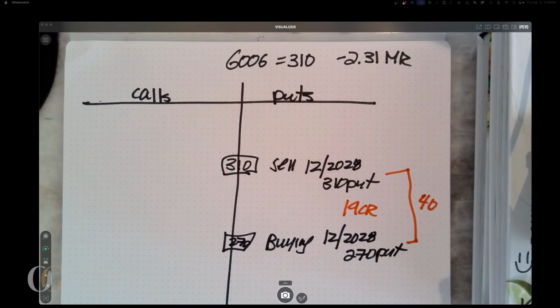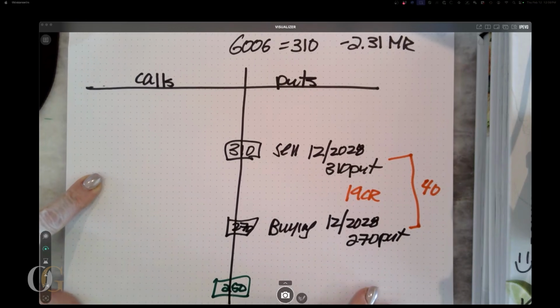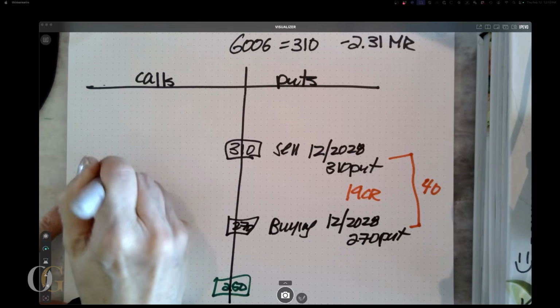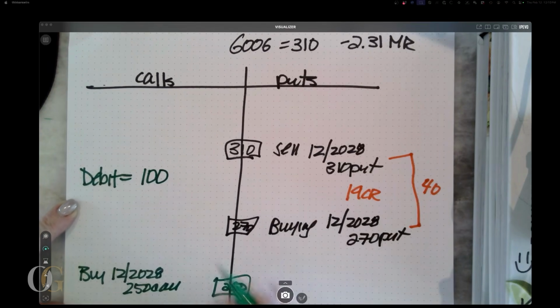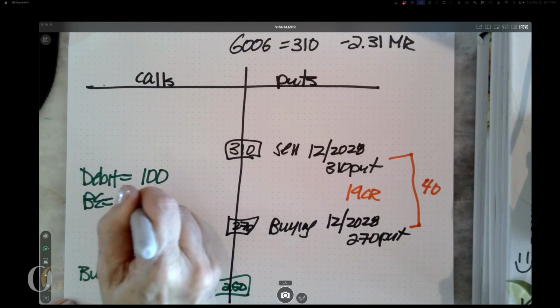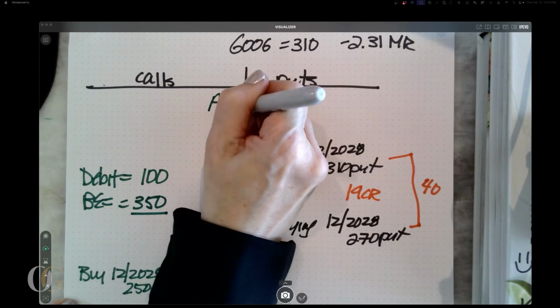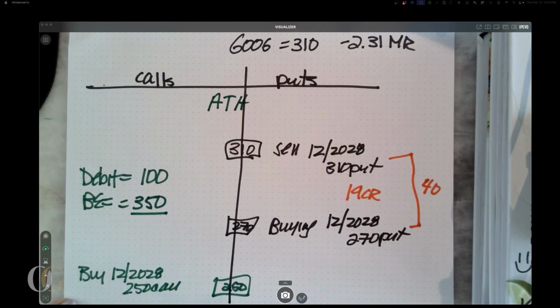And I am buying the 250 call for December. All same expiration. My combined debit is $99. I'm going to round it off to 100. What is my break even? It is my strike price that I bought plus my debit. So my break even is $350, which is the all-time high for the stock 2 years, almost 3 years from now.